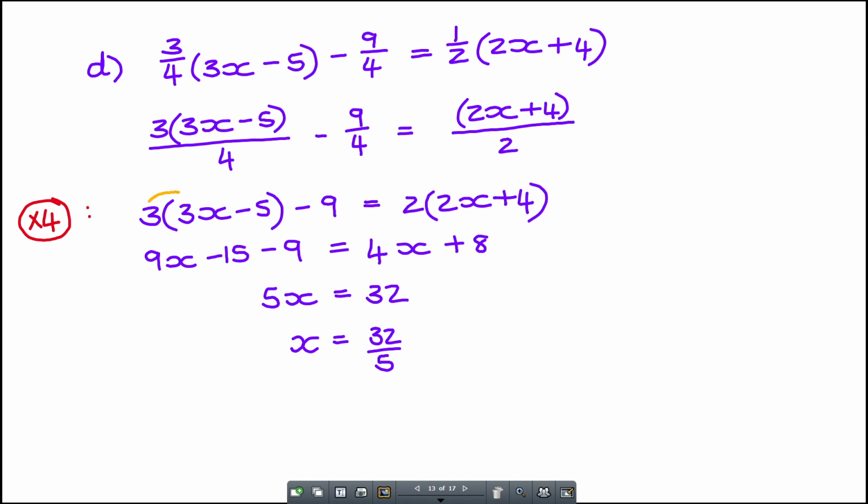So 3 times the 3x gave me 9x. And 3 times the minus 5 gave me minus 15. Same thing here. That had to be multiplied in. And then from there, unknowns to the left, normal numbers to the right. Okay, let me hear. Any questions?